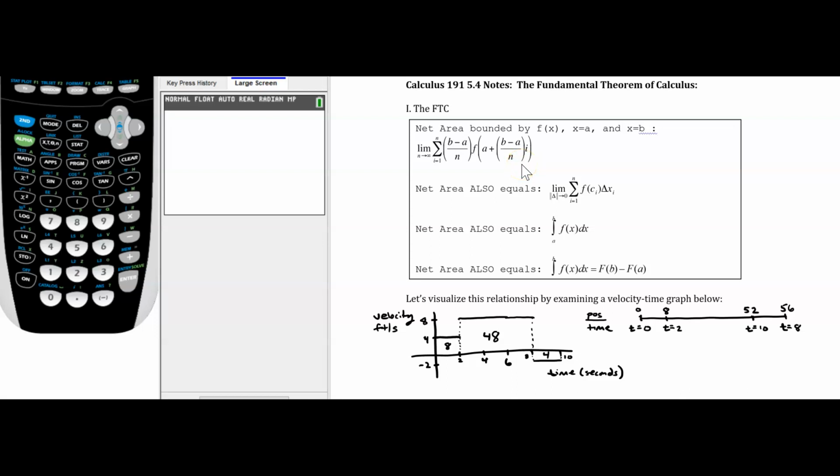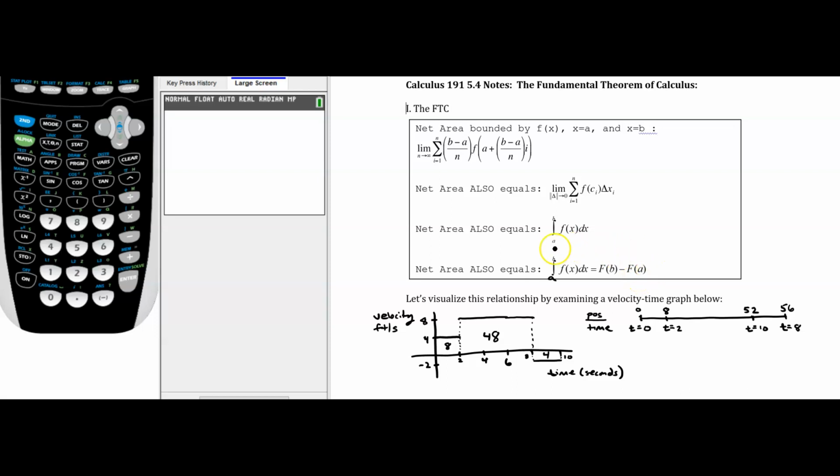Now to find net areas, when we're doing the definite integral of a function from a to b, looks like my a got cut off there, what we're going to do is take the antiderivative of this function, that's what capital F is, plug in the upper limit of integration, and then subtract what that antiderivative function is when it's evaluated at the lower limit of integration.